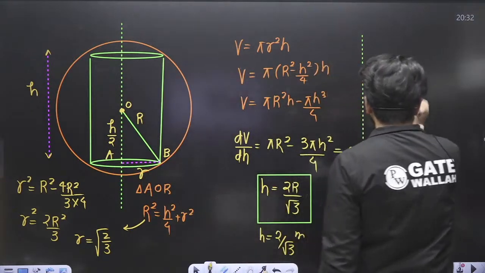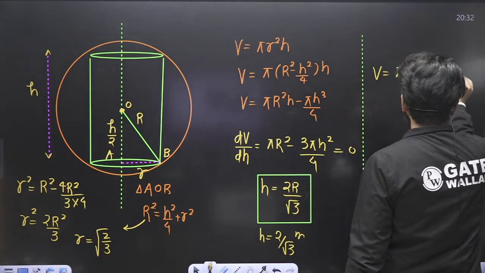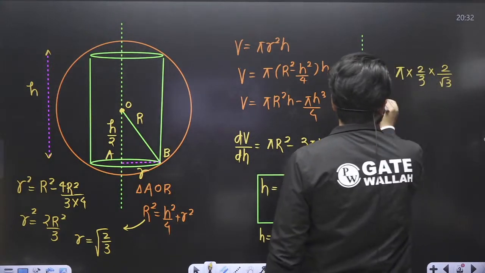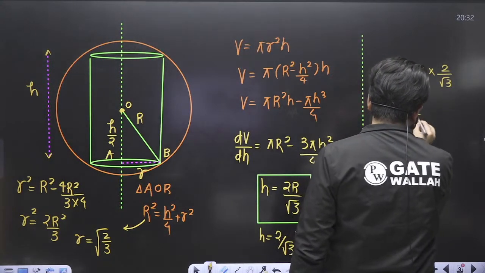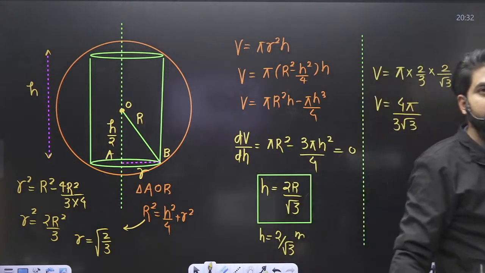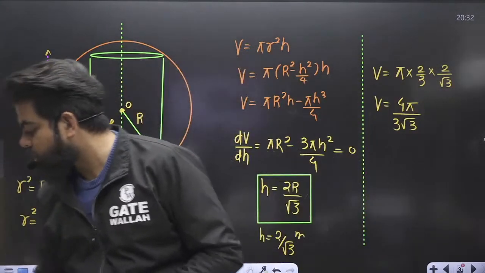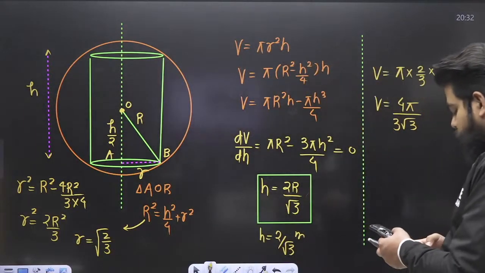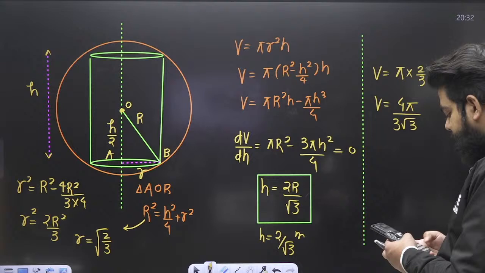I will put all the values. Pi r square, which means 2 by 3, into h, which is 2 by root 3. So V becomes 4 pi by 3 root 3. Okay, is this the value that you are getting? 4 pi by 3 root 3. So let me solve this expression. 4 pi by 3 root 3.